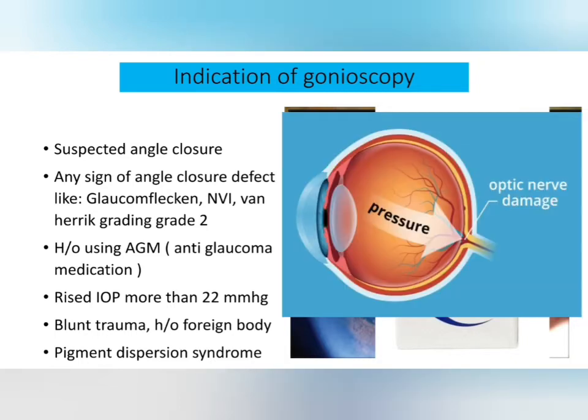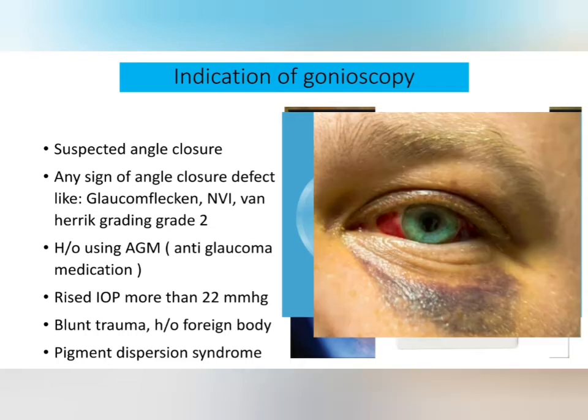So when you are performing Goldmann applanation tonometry and you find that the IOP is more than 22, then you should perform gonioscopy to differentiate open angle and closed angle. Okay, because a raised IOP can lead to damage to the optic nerve, that can lead to glaucoma. And blunt trauma: do not perform gonioscopy in open globe injury because it can lead to more perforation.